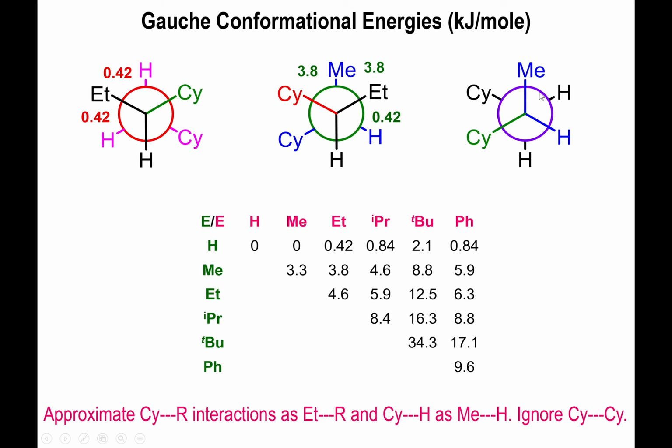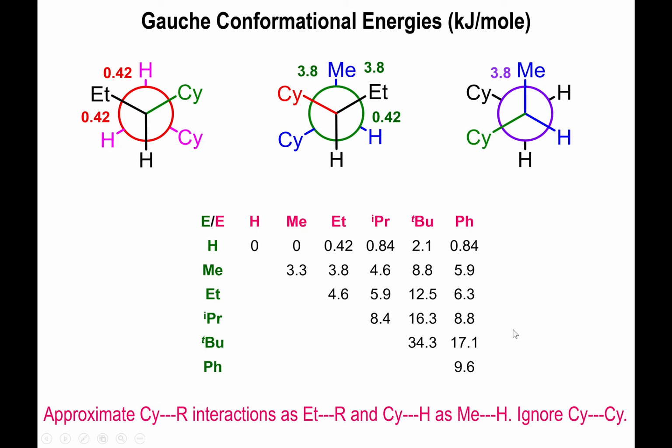And then on the final one, methyl on hydrogen, that's 0. Hydrogen on hydrogen, that's 0. Hydrogen on methyl is 0. Cyclohexane on cyclohexane is being ignored. And cyclohexane to methyl, that's the same thing as saying ethyl to methyl, right? Which is a total of 3.8.